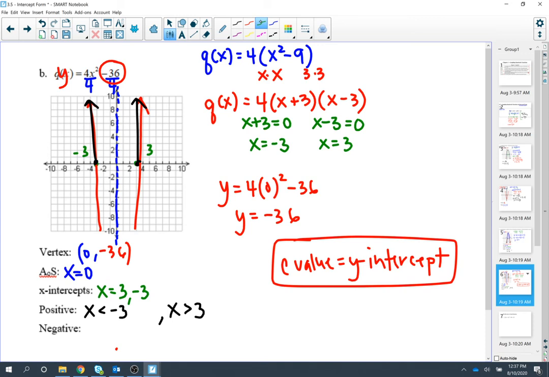Negative, you can't see the whole thing, but you go from negative 3 down the whole way and then back up. So it's kind of one continuous part for negative, which means x in the middle, less than, and then negative 3, positive 3. Again, this is x is greater than negative 3, x is less than positive 3.